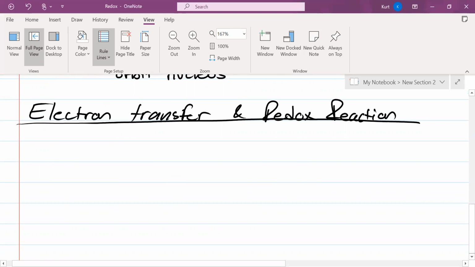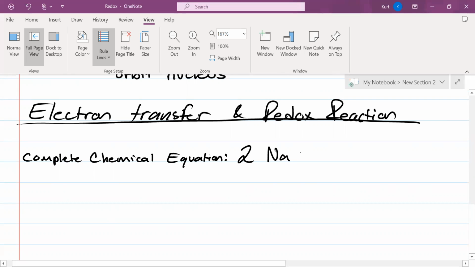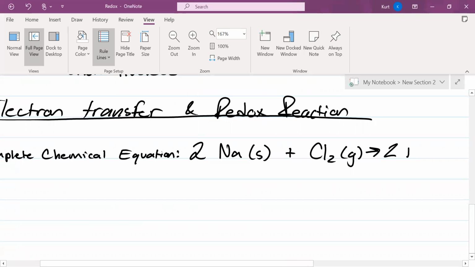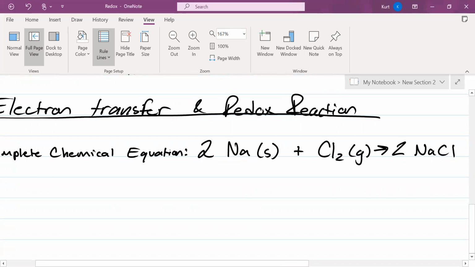So let's say that we have what we call a complete chemical equation for the synthesis of sodium chloride. Two sodiums react with chlorine gas to yield 2 sodium chlorides. Very basic synthesis equation.